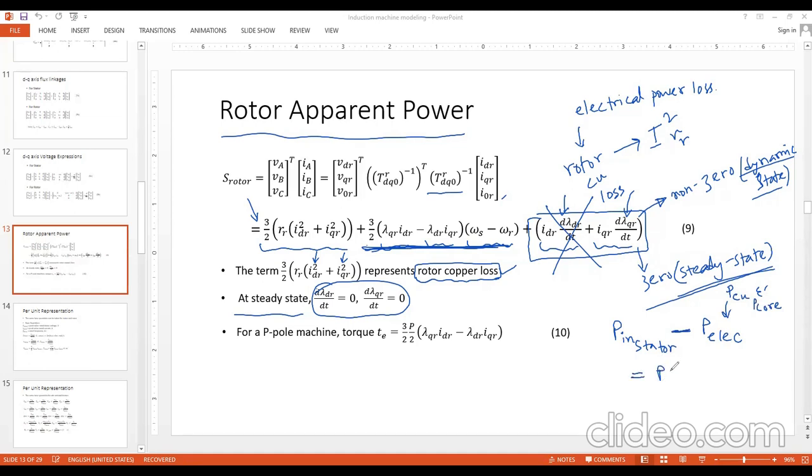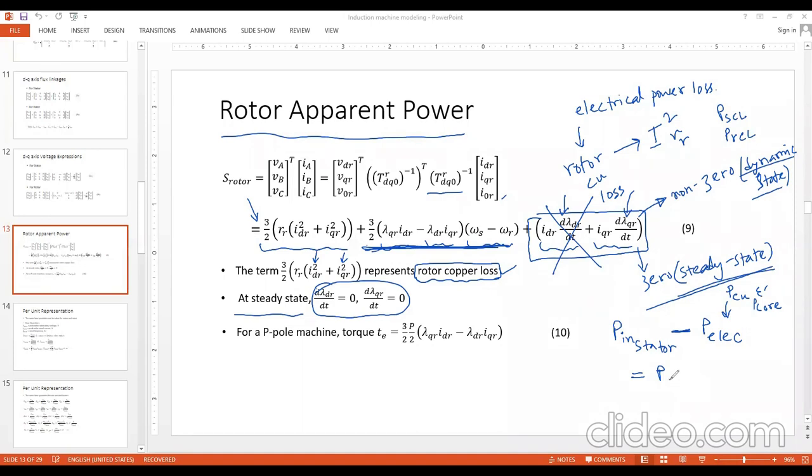P, whatever P is available for transforming into mechanical power. So this is P air gap. Then in that case there would be a little difference because there is P stator copper loss and P rotor copper loss. So it shouldn't be totally P air gap.